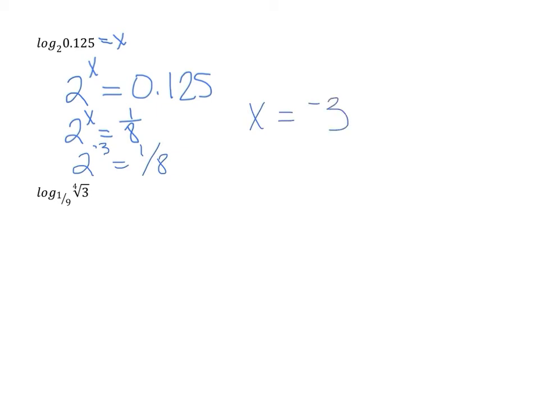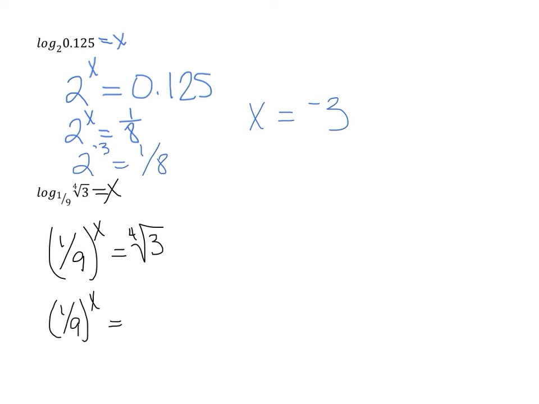Looking at the next one, we do it again. We'll set this equal to x, and we'll say 1/9 to the power of x is equal to the 4th root of 3. So that means 1/9 to the power of x is equal to 3 to the power of a 4th. The next thing that we can think about is the fact that 1/9 is really 3 to the negative 2 power. So I can say 3 to the negative 2 power to the x is equal to 3 to the 1/4.